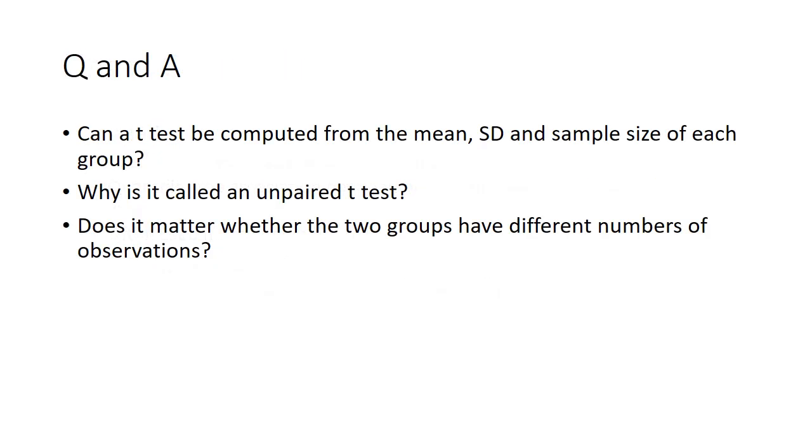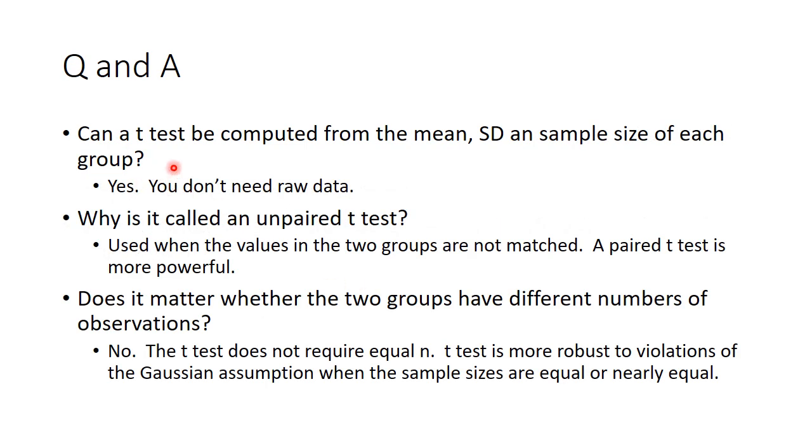So just finishing up, looking at this: can the t-test be computed from the mean, standard deviation, and sample size of each group? Why is it called an unpaired t-test? And it doesn't matter whether two groups have different numbers of observations. So can a t-test be computed from the mean, standard deviation, sample size? Absolutely. You don't need the raw data necessarily. You just need to have an idea of what the mean is, and also some of these other factors here to figure out what your confidence intervals and so on are going to be.